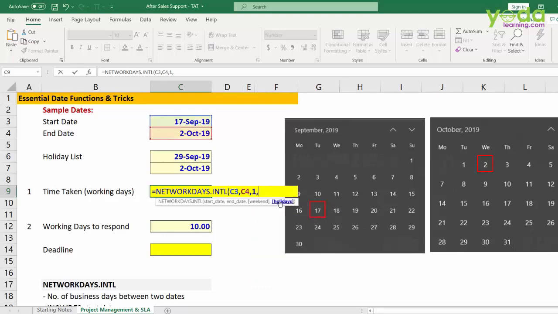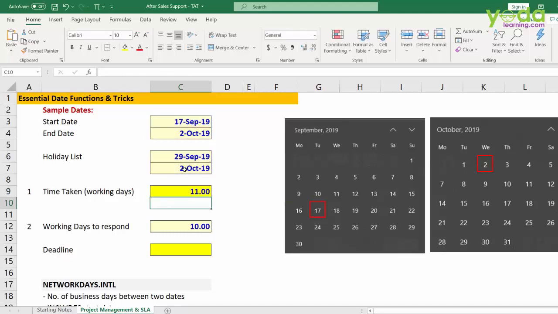Next, it asks if I have a holiday list, to which I gladly choose these 2 cells. And then I close the bracket to be able to press enter. Now it says 11 working days is what it took to close the service request ticket. Let's find out if that is true.